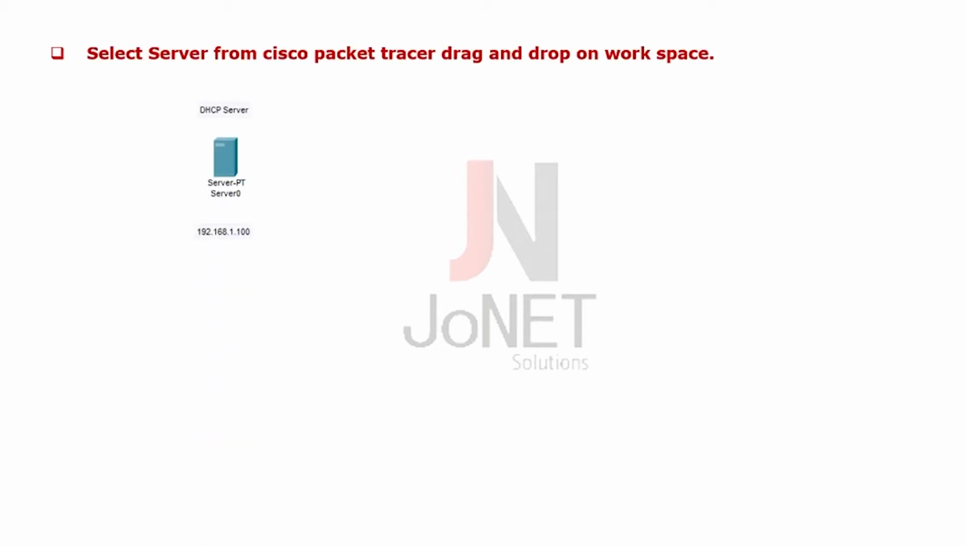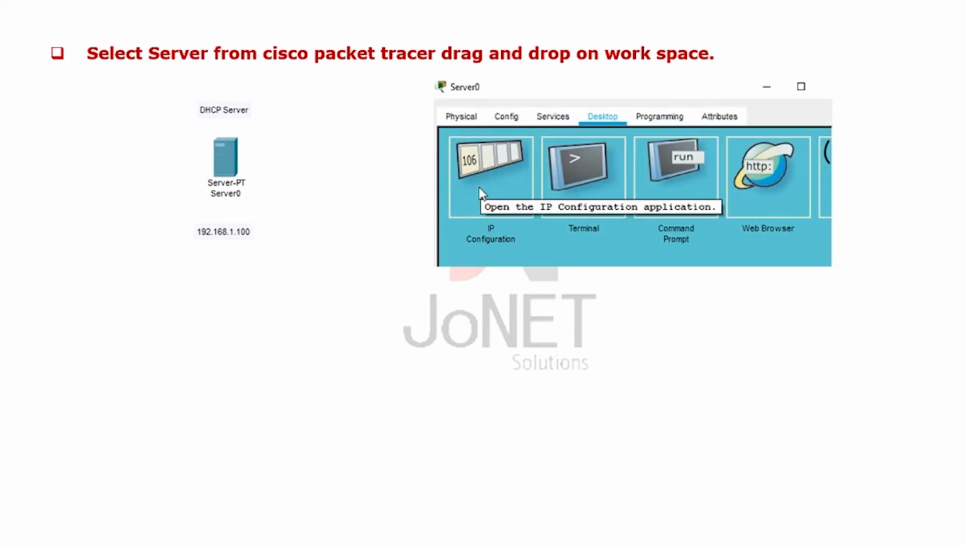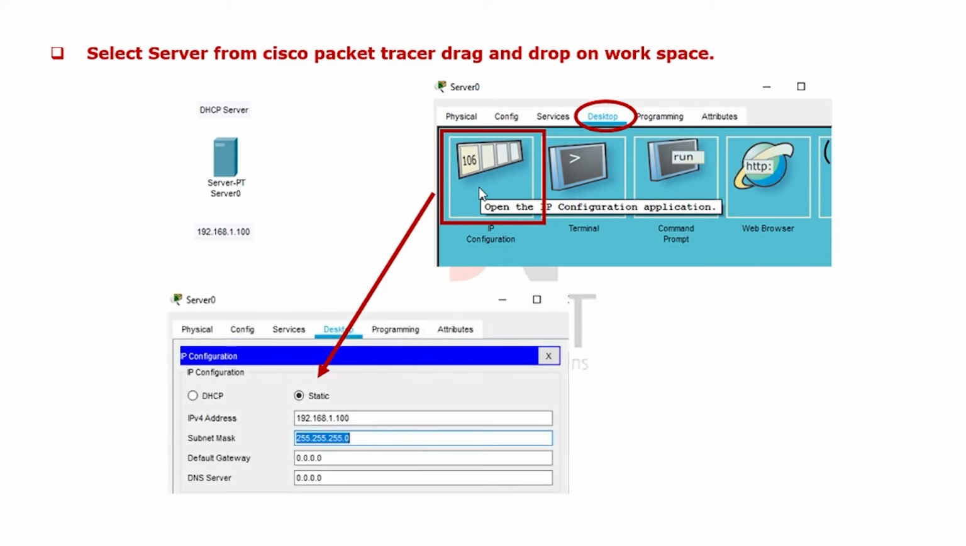Now, for the reverse ARP, we need a DHCP server. So, select the server from Cisco Packet Tracer and drag and drop it on the workspace. Once you have selected the server, we have to select the desktop. Then we need to select the IP configuration. In that IP configuration, we need to select the static. Even though it is a DHCP server, definitely we should enter the IP address in static mode only. So once you enter the IP address and the subnet mask.